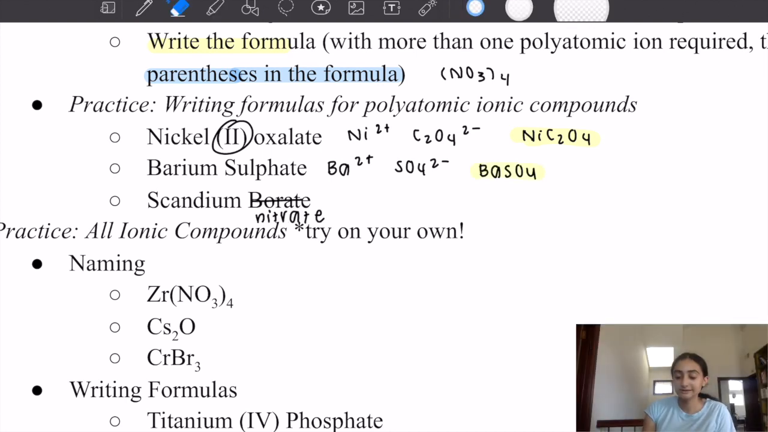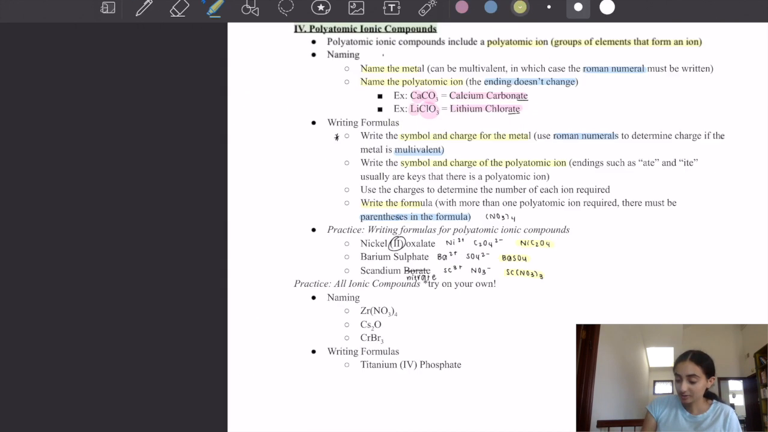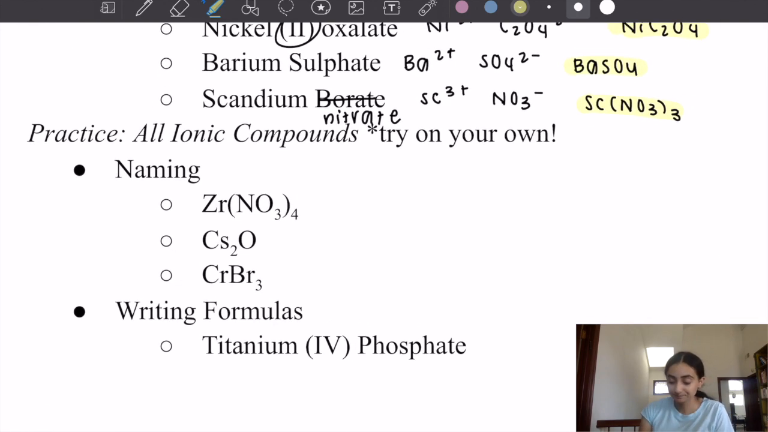Okay, so I don't know if you can see this, but I changed the last example to scandium nitrate. So scandium has a +3 charge. Nitrate has a -1 charge. So we need 3 nitrates to balance out the 3+ from the metal scandium. So I'm going to write this compound as Sc(NO3)3, with the 3 in parentheses like that. That is our practice with writing the formulas for polyatomic ions.